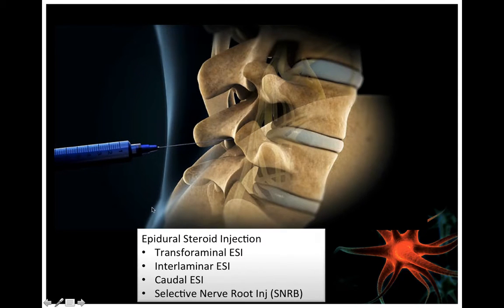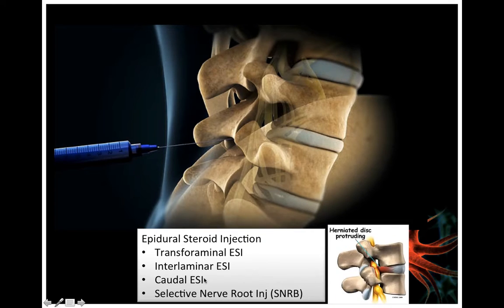So, we talked about epidural steroid injection, that we have the transforaminal approach, interlaminar, there's caudal, but you don't need to know that, and I explained the selective nerve root injection, or SNRB. Caudal is, I'll explain that. Okay, so epidural steroid injections are typically given for two different conditions.